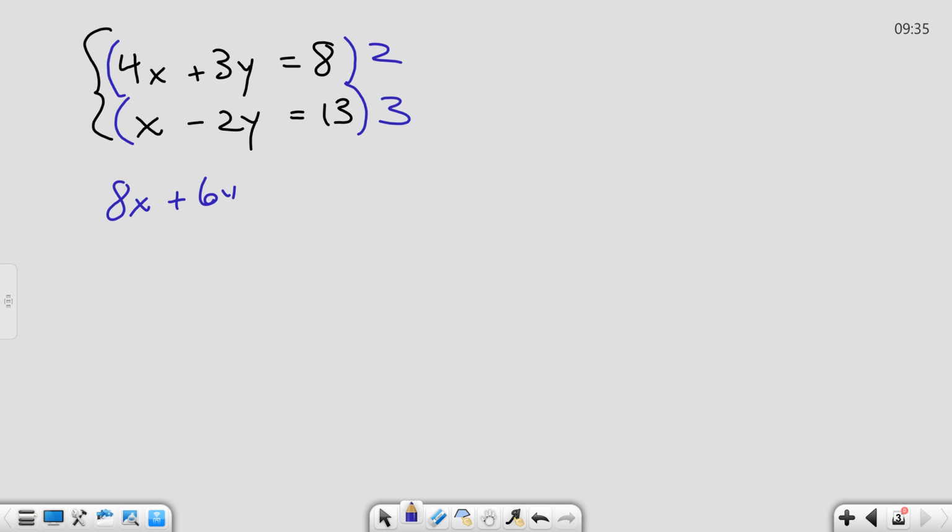8x plus 6y is equal to 16. You have to multiply everything by 2, not just the variables. The bottom becomes 3x minus 6y equals 26.